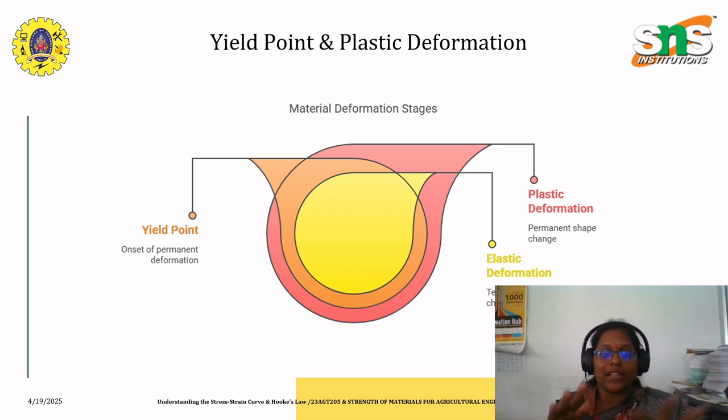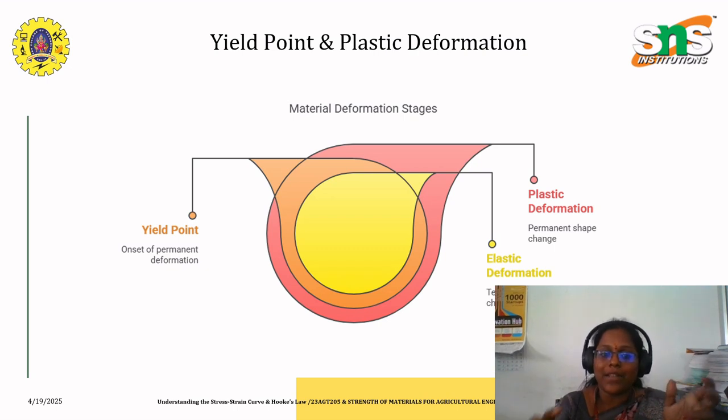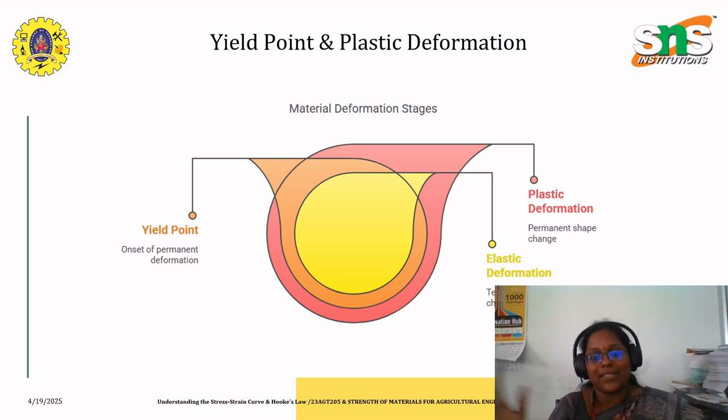Okay, and here's a real world example that I like to quote. That is what I have been saying right now. Rubber band, stretch it and it comes back, that's elastic behavior. Now take a paper clip, bend it just enough and it stays bent. Okay, so that's plastic deformation.